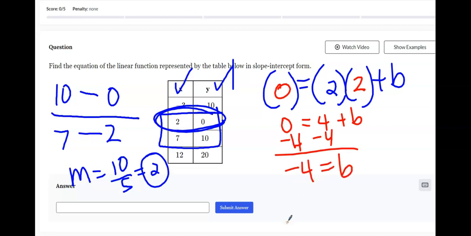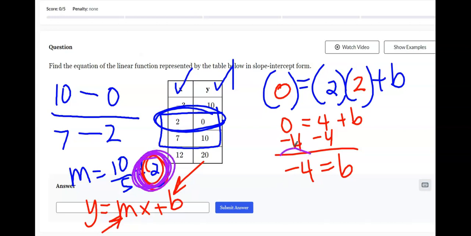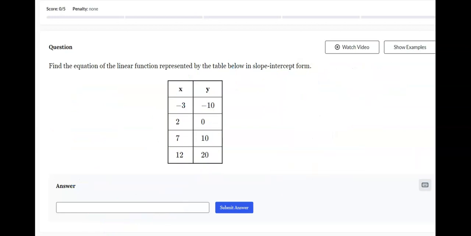Now don't forget, when you write your answer, you only need 2 letters, m and b. There's m, and there's b. Took a lot of work to get there, but we found it. Y equals 2x minus 4.